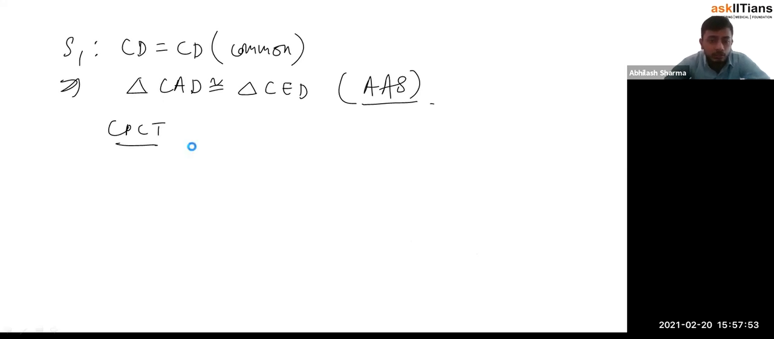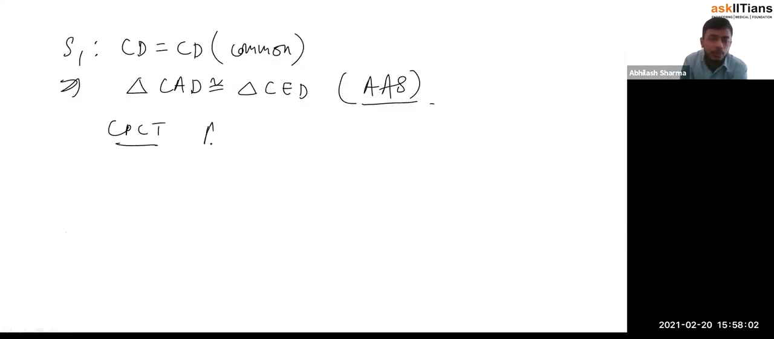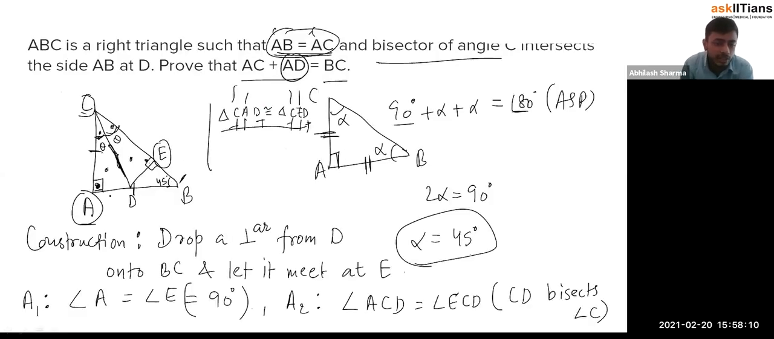What can we conclude? Many things we can conclude. One of the things is that AD, since we are concerned with AD, right? So AD would be equal to ED. Okay. So AD equal to ED. Let us call this as X for the time being. So if this is X, this will also be X.